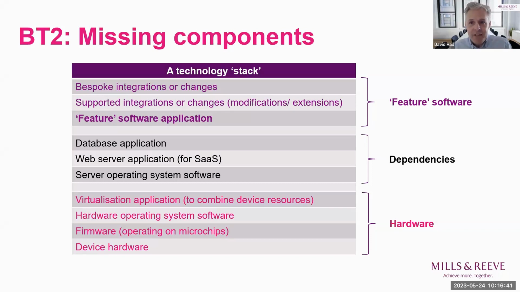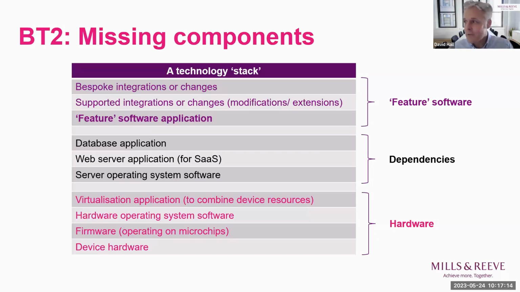Dependencies. This is about other software products, and it's particularly relevant if you're buying software, much less relevant if you're buying SaaS. This is about the layers of additional software products that your feature application requires in order for it to run. A database application, for example, an application that your feature software can talk to in order to store and retrieve data. And finally, the feature software.